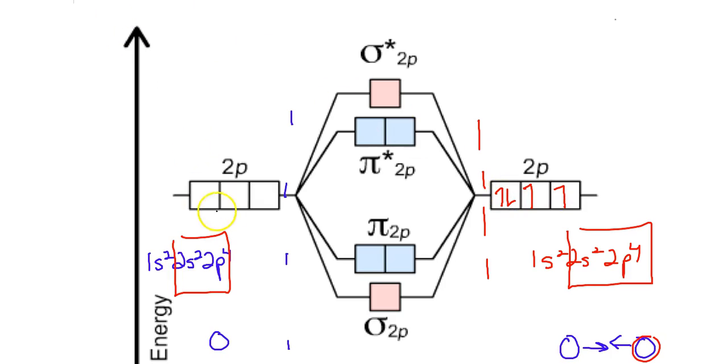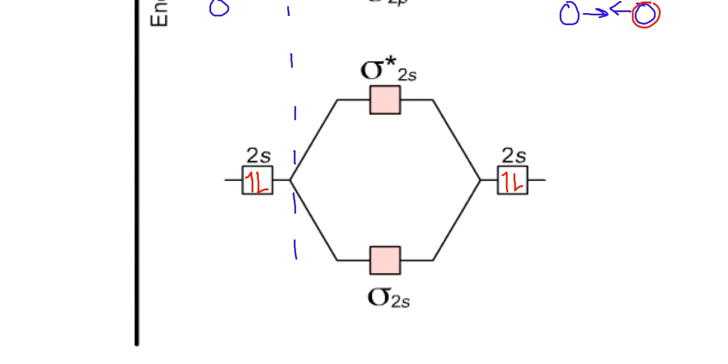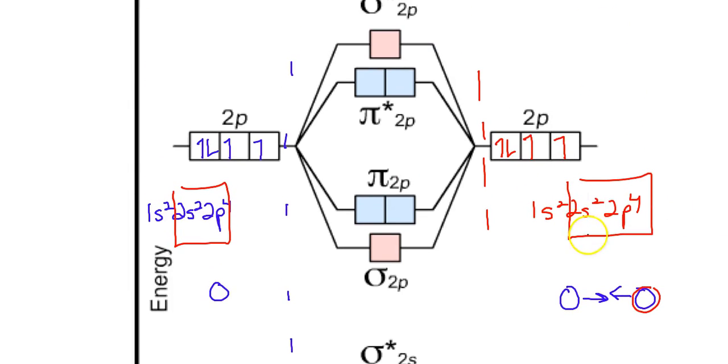I guess I should go blue here. 1, 2, 3, and 4. And I guess I should keep things the same. We'll do blue for the left oxygen. And I'm filling these orbitals, these 2s orbitals, because what do I have? In the atomic orbitals, I have a filled s orbital. In the atomic orbitals, I have 4 electrons in the p.